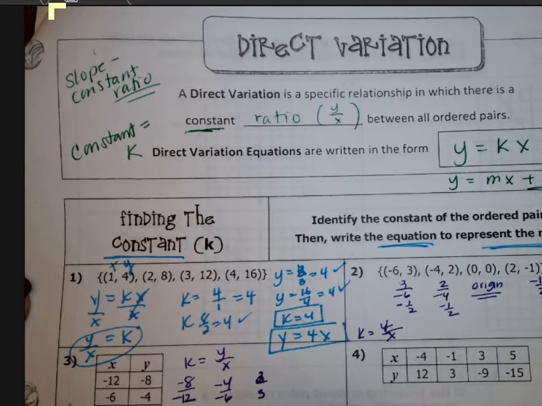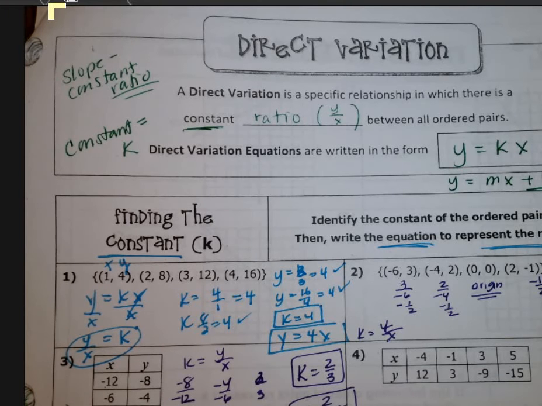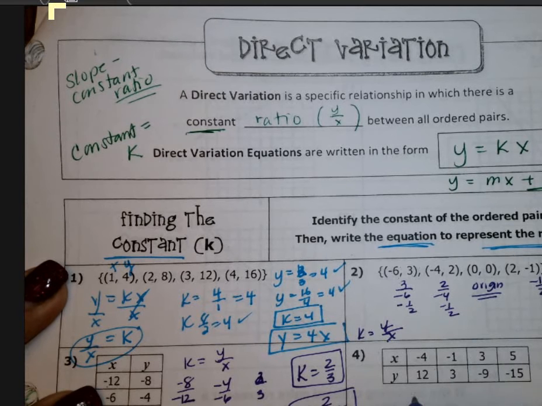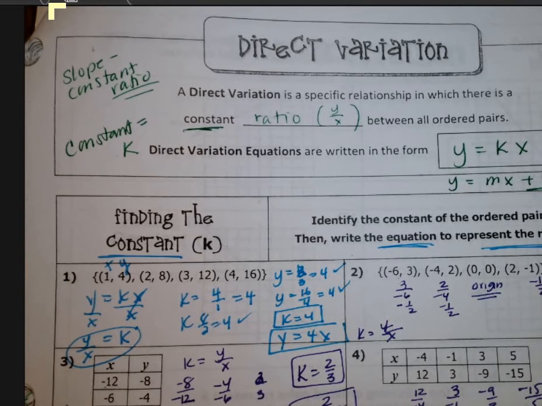So they all come up to the same constant, so my constant is 2/3. So my equation is y equals 2/3 x. All right, let's look at our last one. You do it, and I will do it as well and see if we come up to the same answer. Check your work when you are done.